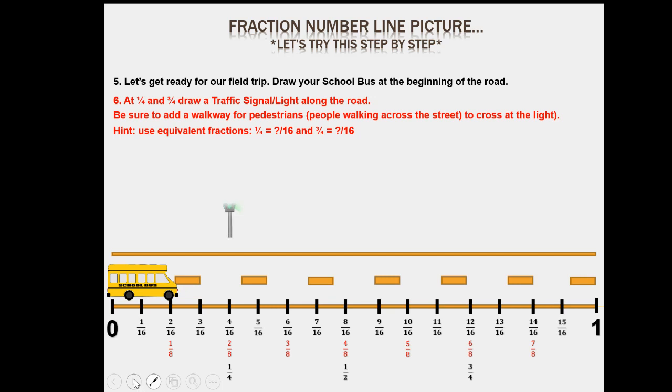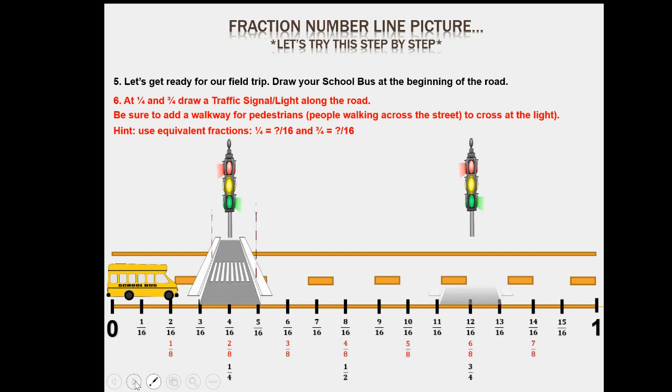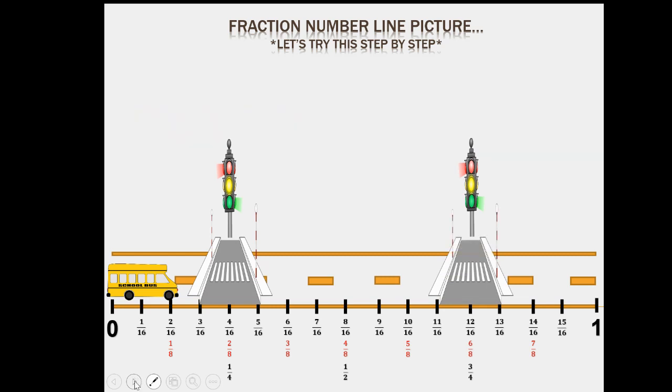So we have our first traffic light right here. And then we have our second traffic light right here. All right, so let's see what's next. So we have our one crosswalk, and then we have our other crosswalk. All right, so we have all that. Let's go to the next set of instructions.